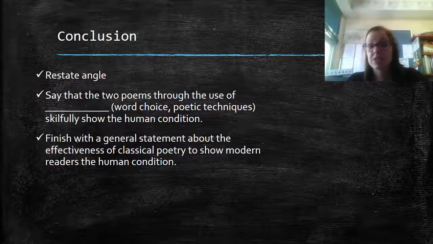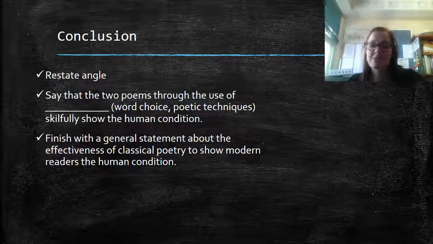As we said, you need to finish off with a conclusion, restate your angle, say that the 2 poems, through the use of whatever you chose, skillfully show the human condition, and then you need to finish with a general statement about the effectiveness of classical poetry to show modern readers the human condition.